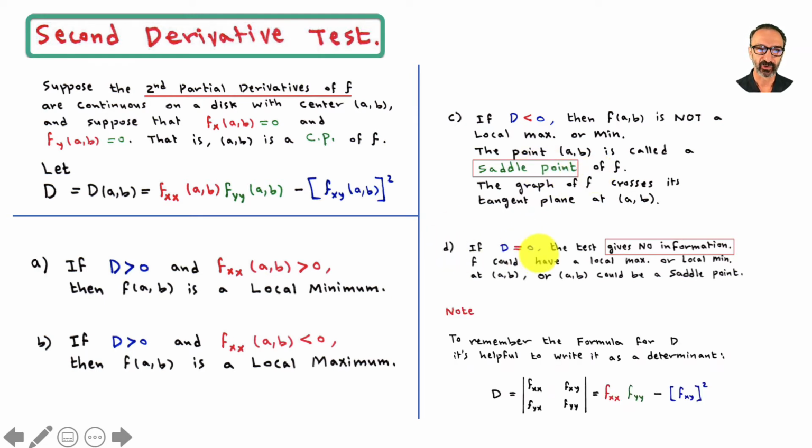Note, to remember the formula for D, you might say, how can I remember this? Well, here's one way. fxx, fyy, fxy, fyx. You just do the determinant and that's going to end up with it. It's just like a quick hint in case. But I don't think it's hard to memorize this. As you can see, I'm using colors to help visualize the pattern and how it goes.